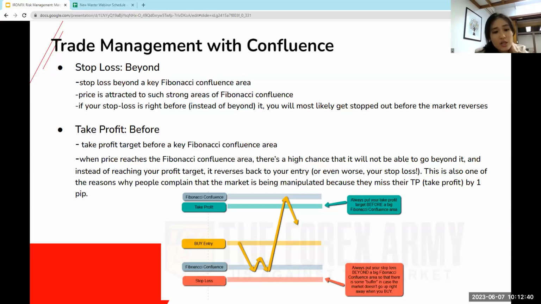Okay, so going back to take profit, the reason for placing our take profit before a major area is because when price reaches the confluence area, there's a high chance that it will not be able to go beyond it. So instead of reaching your profit target, it reverses back to your entry, or even worse, your stop loss. This is also one of the reasons why people complain that the market is being manipulated, because they miss their take profit by 1 or 2 pips.